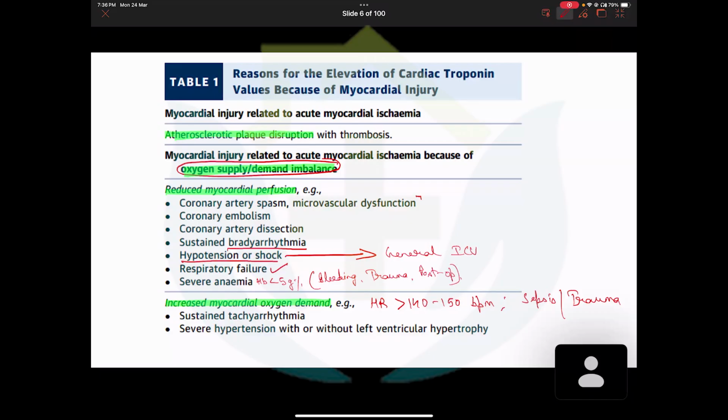And these are the cases which we mostly see in a cardiac ICU: vasospasms, embolisms, and coronary artery dissections. Apart from these three, all of the others can occur in a general ICU also.